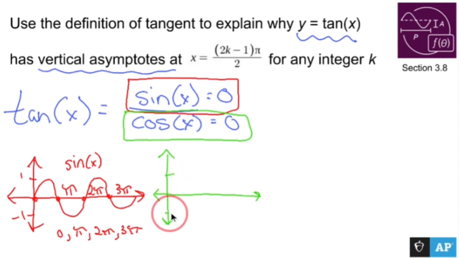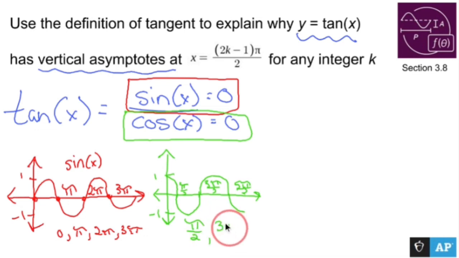Cosine starts at 1, bottoms out at -1. So if it starts at 1 and bottoms out at -1, it crosses the x-axis at pi over 2. Then it bottoms out at pi and crosses the x-axis at 3 pi over 2. Then peaks out at 2 pi and then hits the x-axis again at 5 pi over 2, and so on and so forth. Okay, so my zeros here are pi over 2, 3 pi over 2.